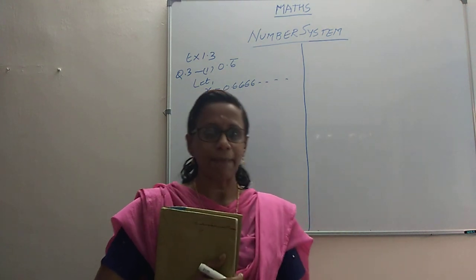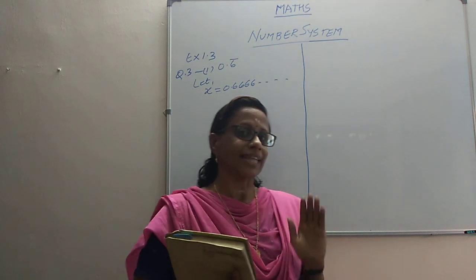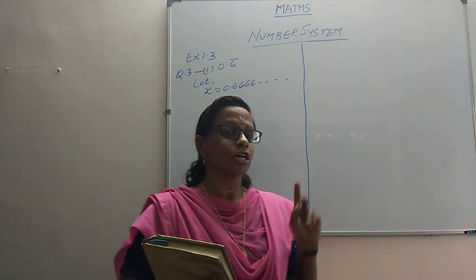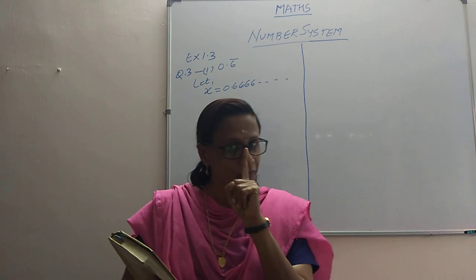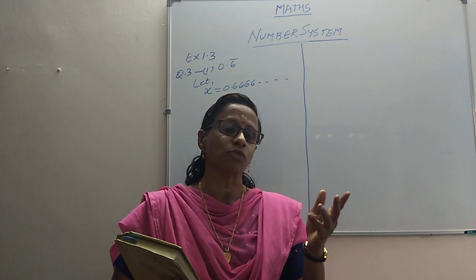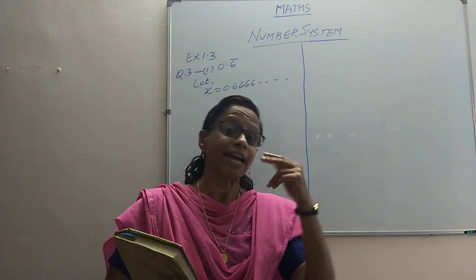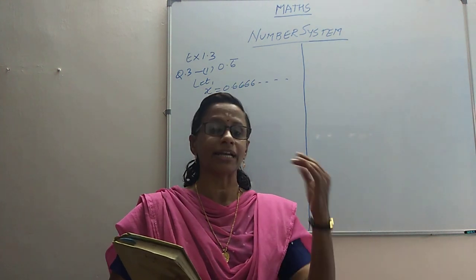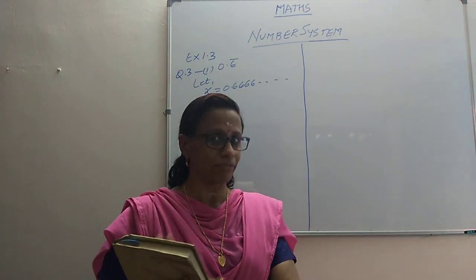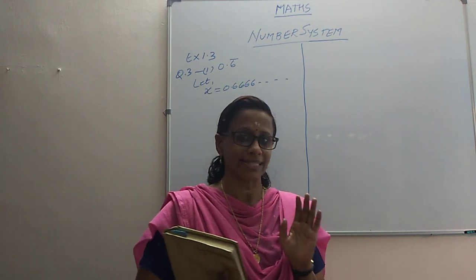Our next step is to check how many recurring digits are there in the decimal part. We have only the 6 recurring, so there is only one recurring digit. When there is only one recurring digit, the normal step is to multiply by 10 on both sides. Had it been 2 recurring digits, we would multiply by 100. If there were 3 recurring digits, we would multiply by 1000. Like that, the multiplication idea will go. Here, because only 6 is repeating, we are going to multiply by 10 on both sides. Let's see what comes up.